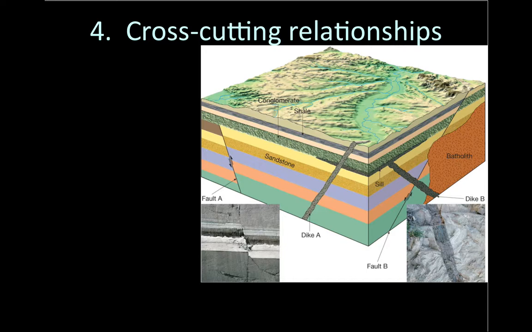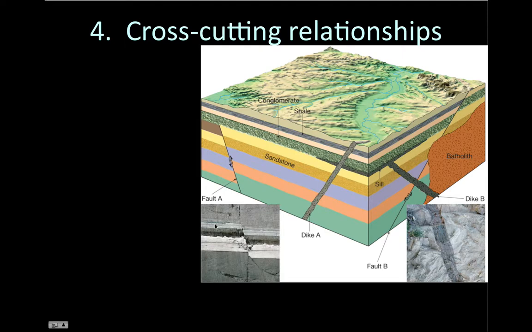The fourth law is called cross-cutting relationships. And cross-cutting relationships refers to two types of formations that can cut across rock layers. The first formation is called a fault. A fault is something that happens when you have an earthquake. It happens in areas where you have plate tectonic activity.